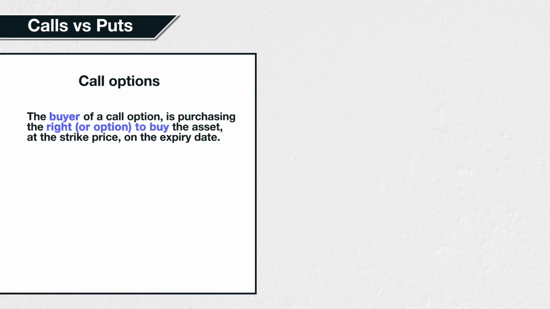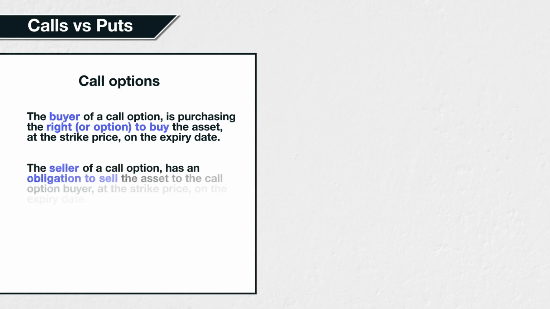It's important to understand the 2 different types of options, call options and put options. We will cover each in great detail in their own sections later in the course, but for now it is useful to know the main difference between the 2. The buyer of a call option is purchasing the right or option to buy the asset at the strike price on the expiry date. On the other side of this trade, of course, is the trader who is selling this call option to the buyer. The seller of the call option has an obligation to sell the asset to the call option buyer at the strike price on the expiry date.